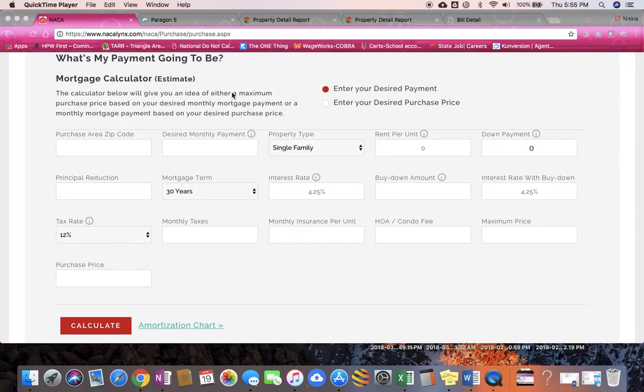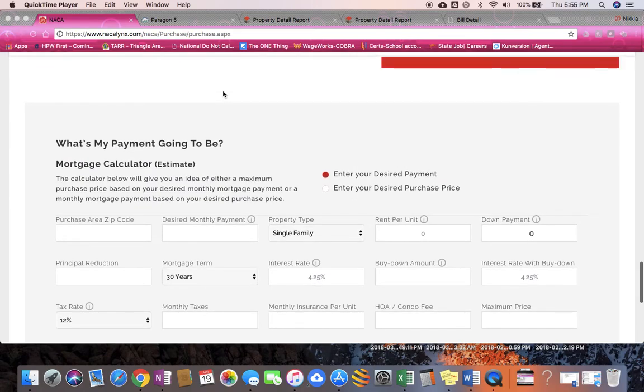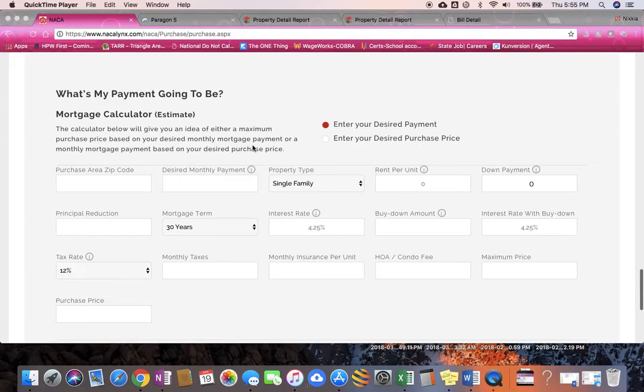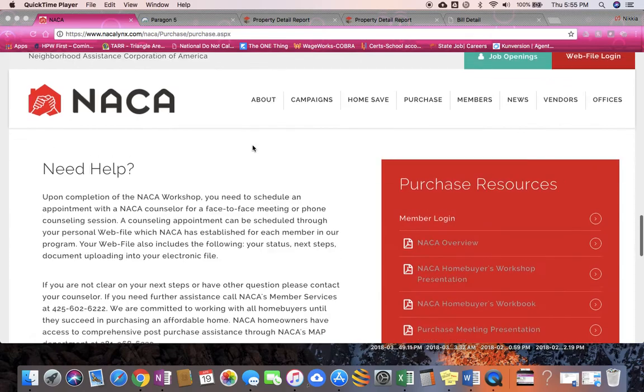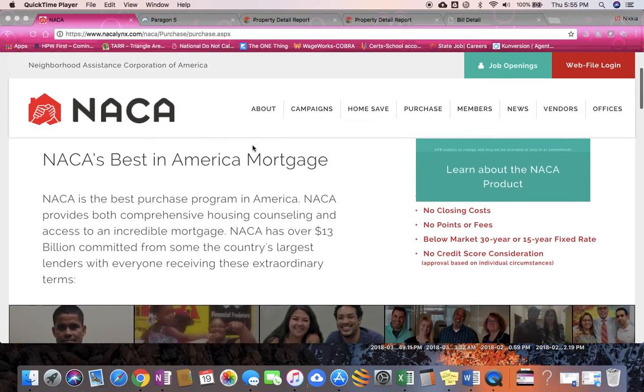Right. Okay, here is another example using the NACA calculator to determine if it's a house that you can qualify through with NACA for, with no closing costs, no down payment. You get the lowest rate, below market rate, and they look at your payment history instead of focusing on your score. No closing costs and no points or fees.